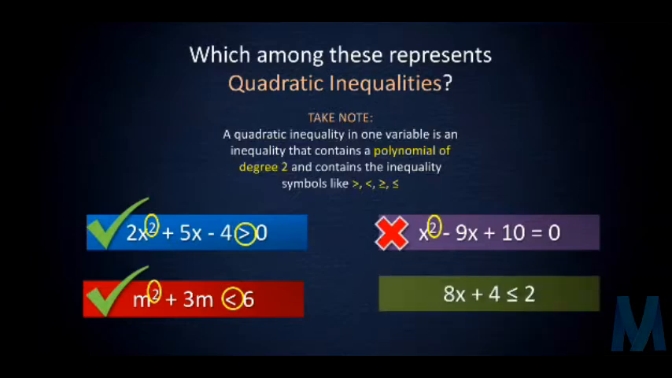Next, we have 8x plus 4 is less than or equal to 2. So it doesn't have a degree 2, or it doesn't have the highest exponent 2, although it contains the inequality symbol less than or equal to, but the highest exponent is not 2. Therefore, this is not a quadratic inequality.